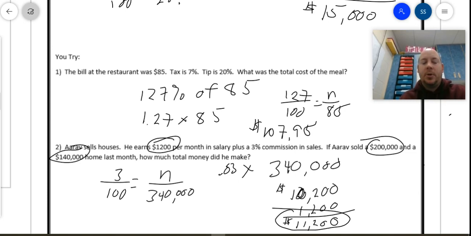So tax, tip, commission, they're all just percent of problems. Again, a lot of times if you're combining tax and tip, combine the percents first, which makes it a little bit simpler.